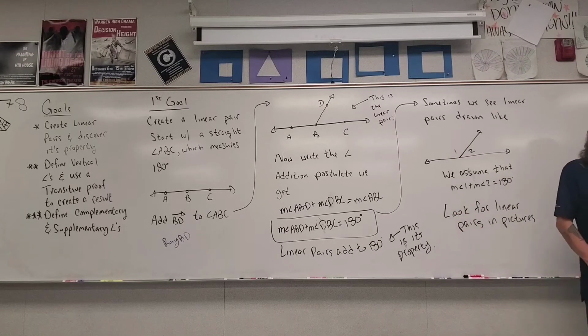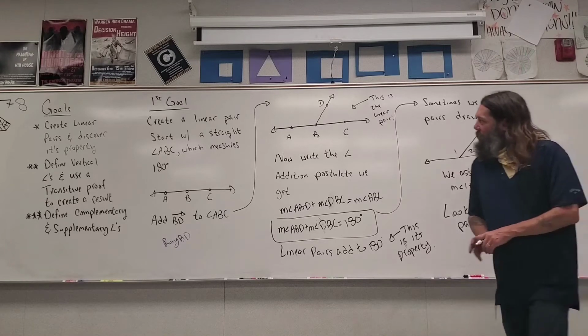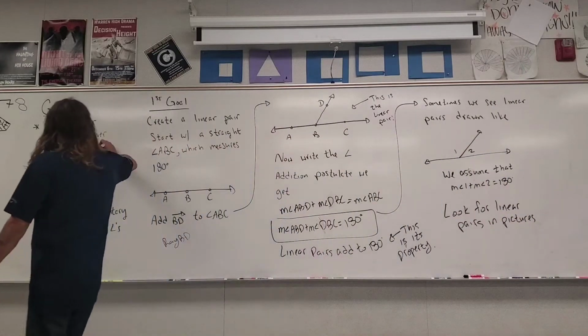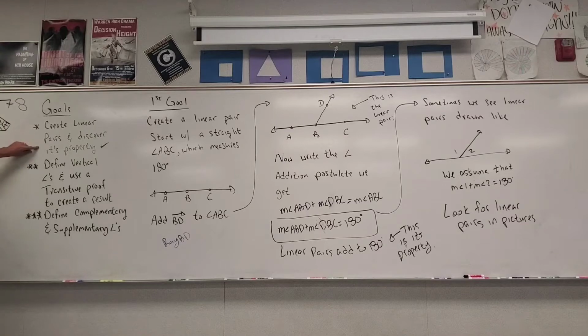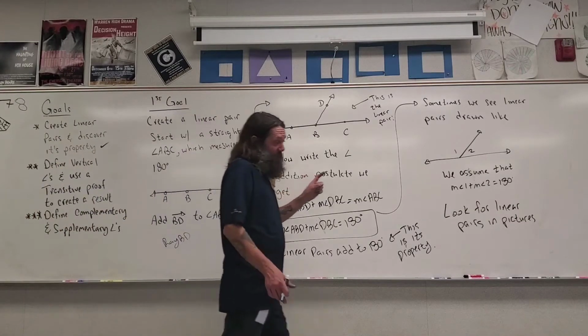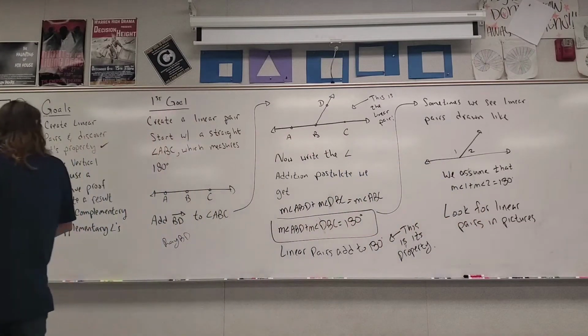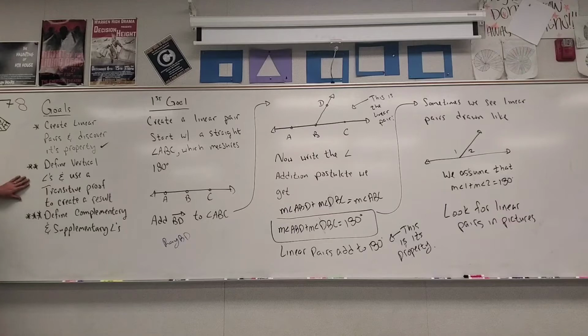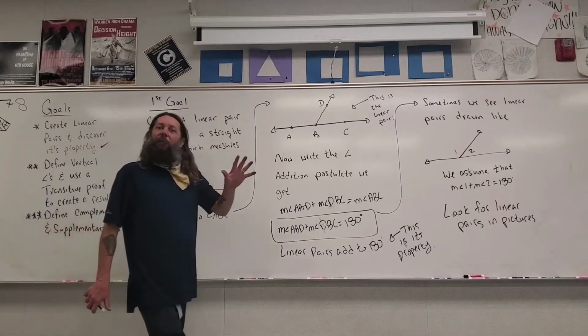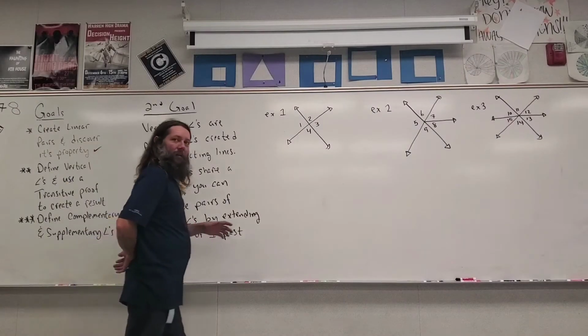All right, so I'm going to go ahead and check off our first goal here. All right, I created a linear pair and I discovered its property. They add to 180, and we want to look for these. These are going to be hidden in things, okay? All right, so I'm going to go ahead and erase everything, and I'll be back with the second goal. And so let me clean it all up, and I'll be back.